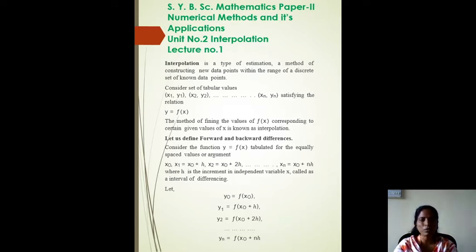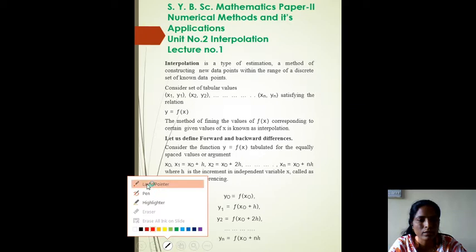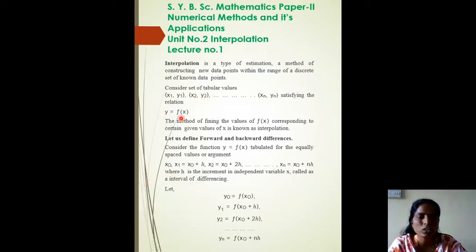So consider the tabular values x1, y1, x2, y2, x3, y3, etc., xn, yn, which satisfies the relation y is equal to f of x. The method of finding the values of f of x corresponding to certain given values of x is known as interpolation. So we have to find the values of f of x satisfying the given data.